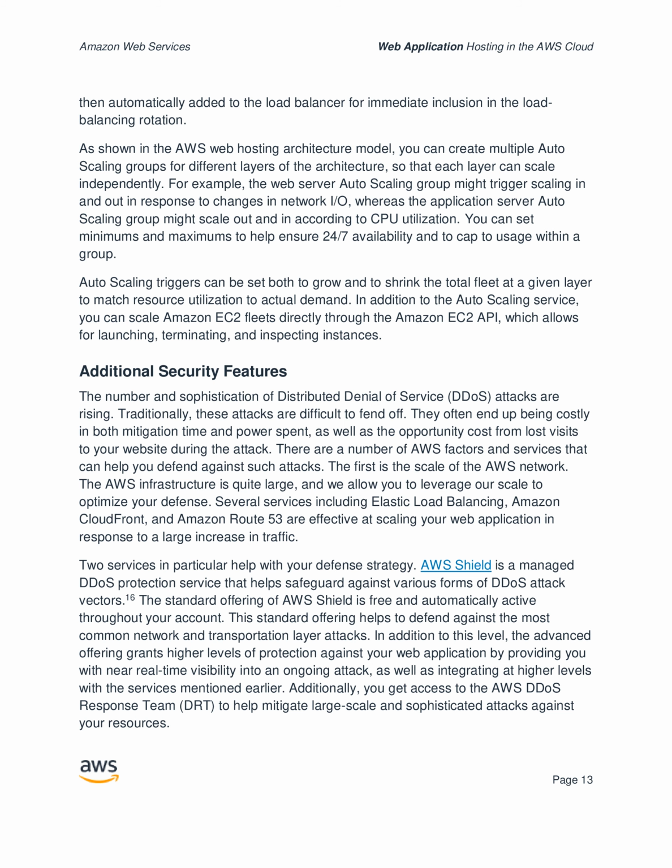As shown in the AWS Web Hosting architecture model, you can create multiple auto-scaling groups for different layers of the architecture, so that each layer can scale independently. For example, the web server auto-scaling group might trigger scaling in and out in response to changes in network I/O, whereas the application server auto-scaling group might scale out and in according to CPU utilization. You can set minimums and maximums to help ensure 24/7 availability and to cap usage within a group. Auto-scaling triggers can be set both to grow and to shrink the total fleet at a given layer to match resource utilization to actual demand.